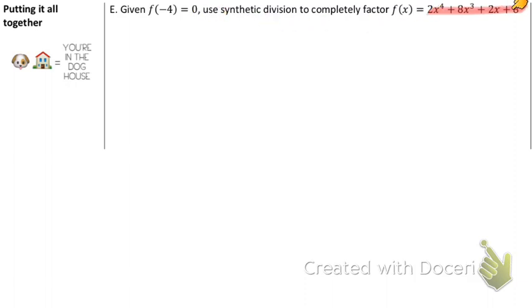So we're going to set this problem up for synthetic division. First things first, we want to make sure that nothing is skipped here. All the powers. So we have power of 4, power of 3, power of 1, and a constant. So the power that's skipped here is x squared. So I'm going to rewrite this really quick. It should be 2x^4 plus 8x^3 plus 0x^2 plus 2x plus 8. Okay, so this is the problem we're going to set up for synthetic division.